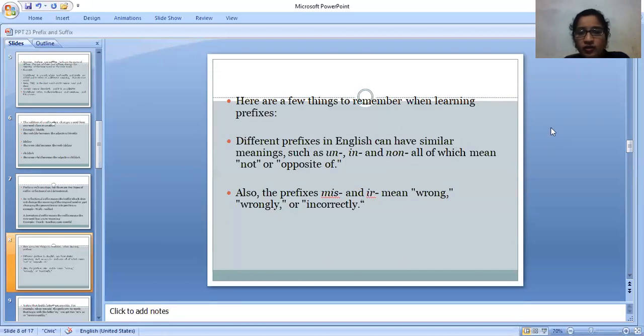So these three prefixes have similar meaning, and what is that meaning? Opposite or not. And the prefixes mis and ir mean wrong, incorrectly. So when the prefix mis or ir is added, it brings a sort of meaning which shows wrong or wrongly or incorrectly.